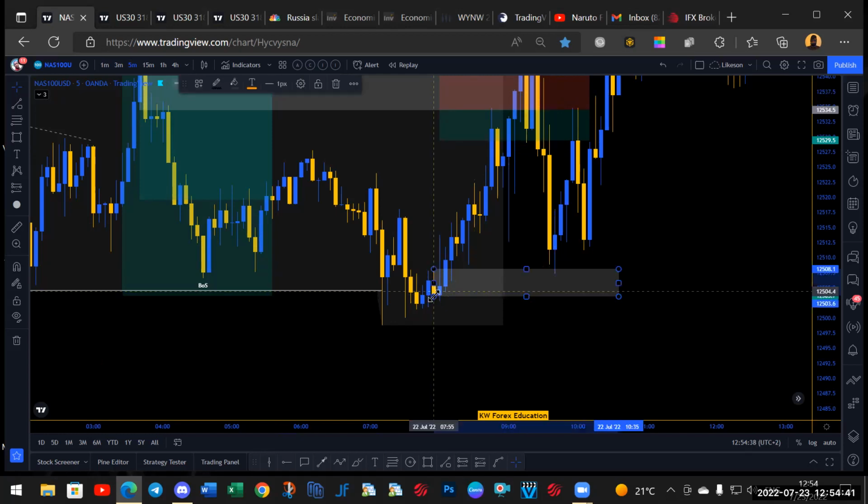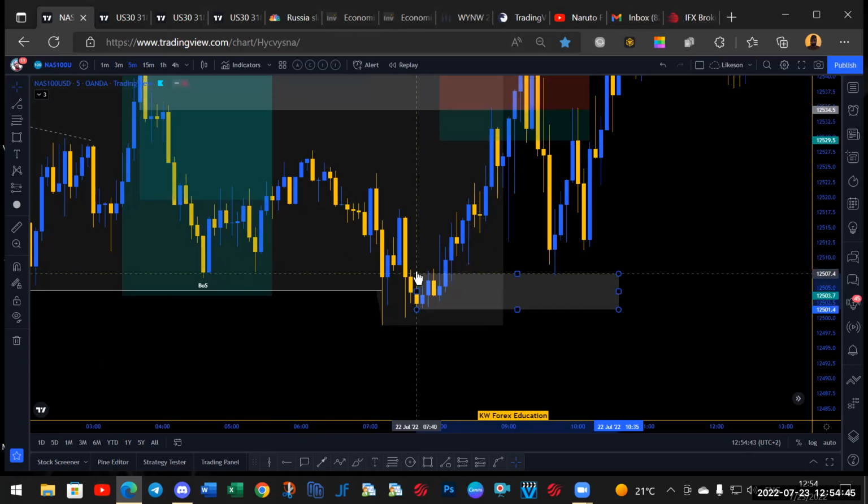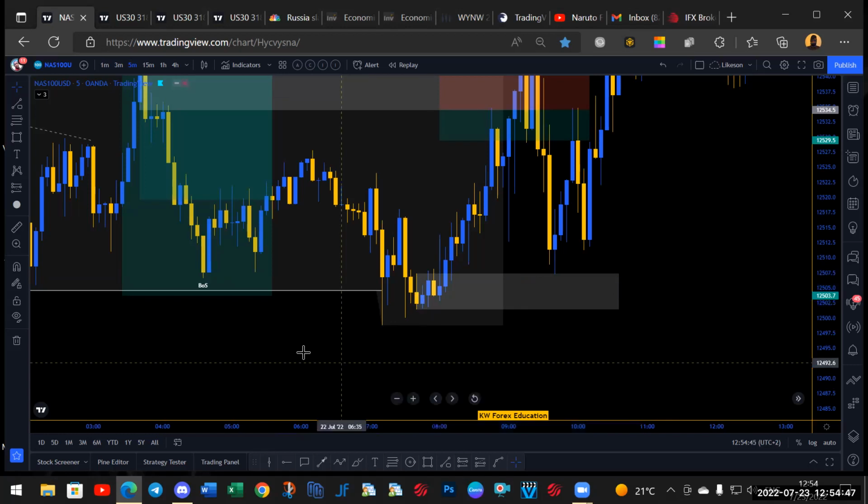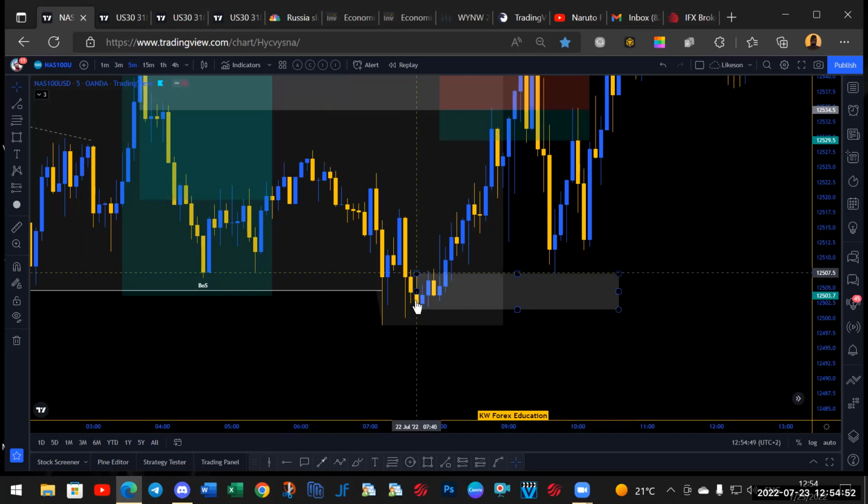The normal order block was this one. The normal order block was that one. Now this order block did not create automatically that move to the upwards, right? Price only started moving. You see these candles. These candles only came in after this one here. That other one.